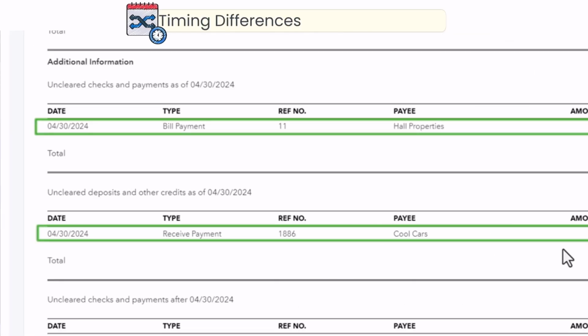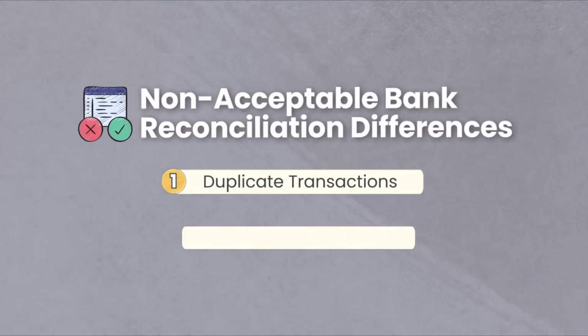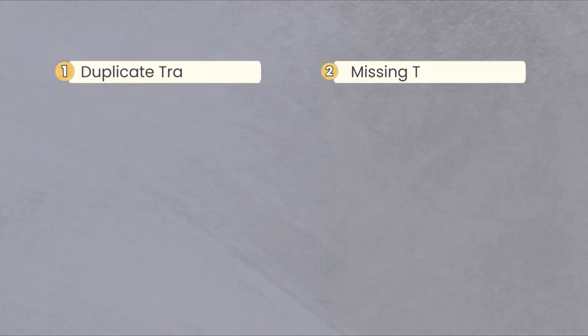There can be acceptable differences like timing differences or checks that haven't been cashed yet, and there can also be unacceptable differences like duplicate or missing transactions in your accounting software.